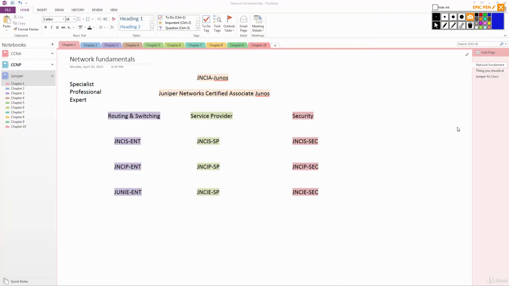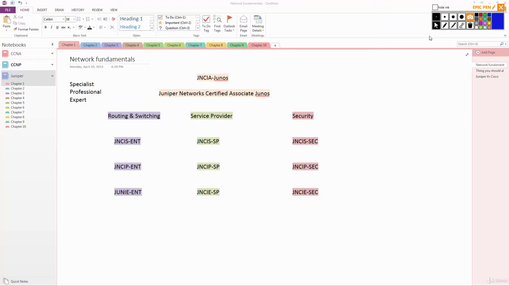So, Juniper is out there. There's lots of Juniper out there. There's lots of organizations that use Juniper equipment. And the first thing that we're going to start off talking about is our certification tracks.